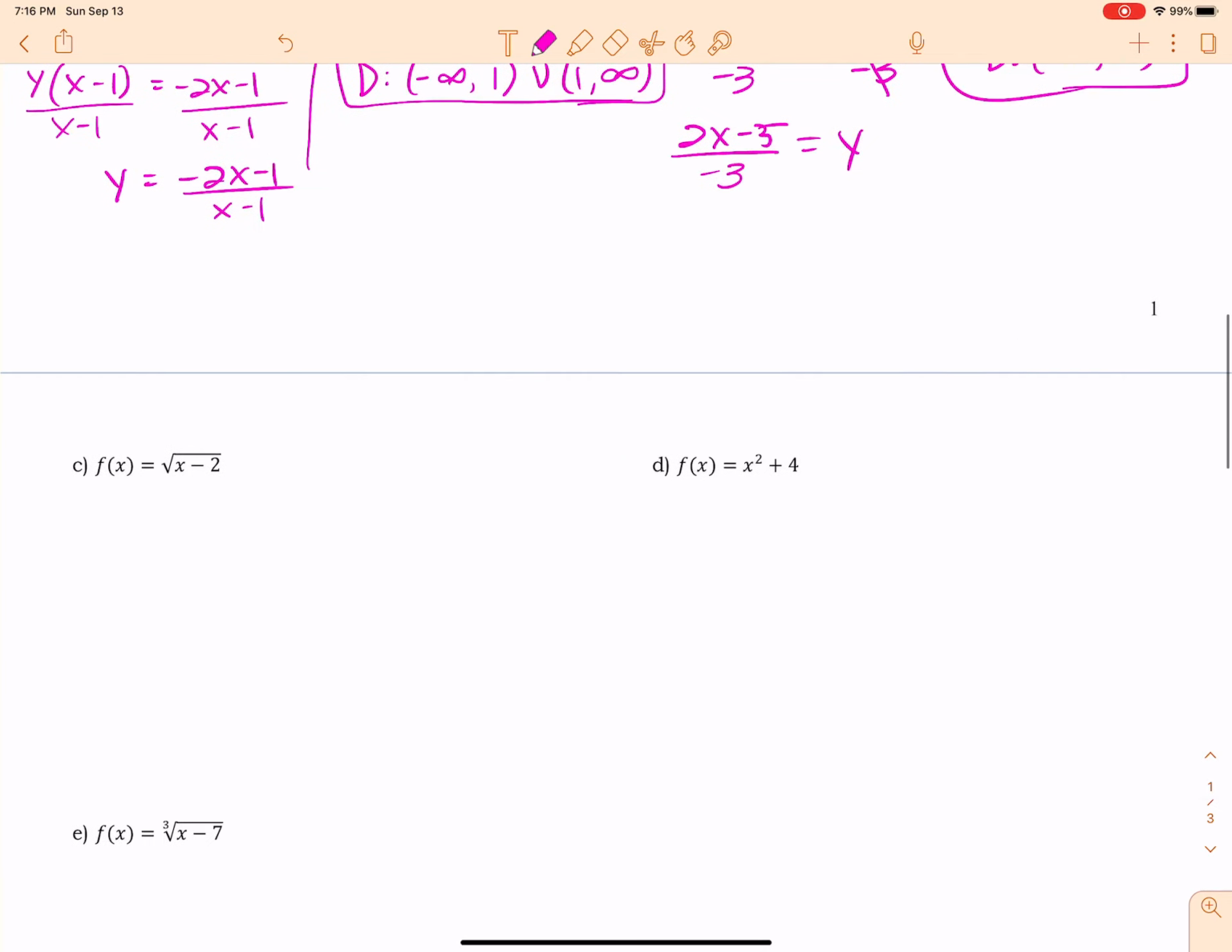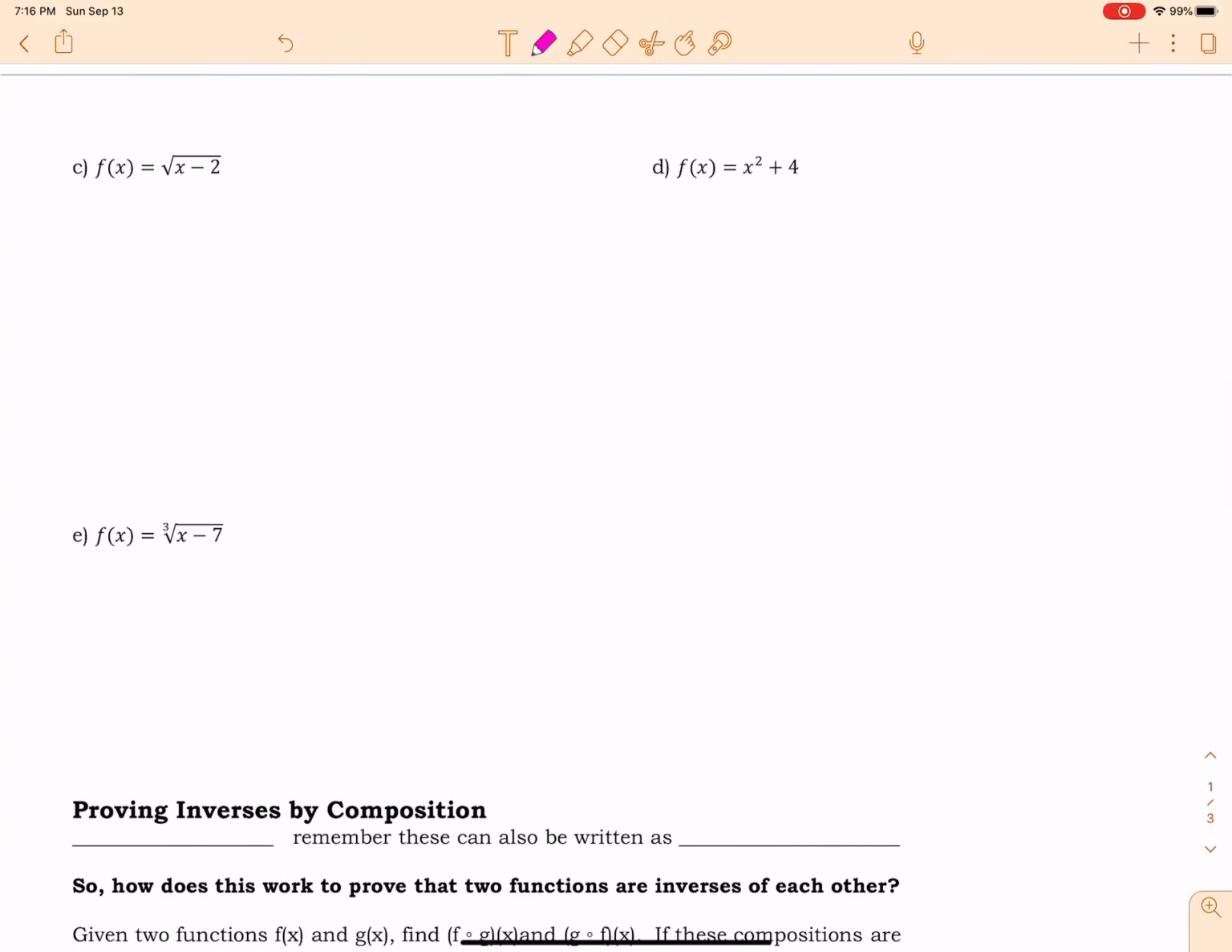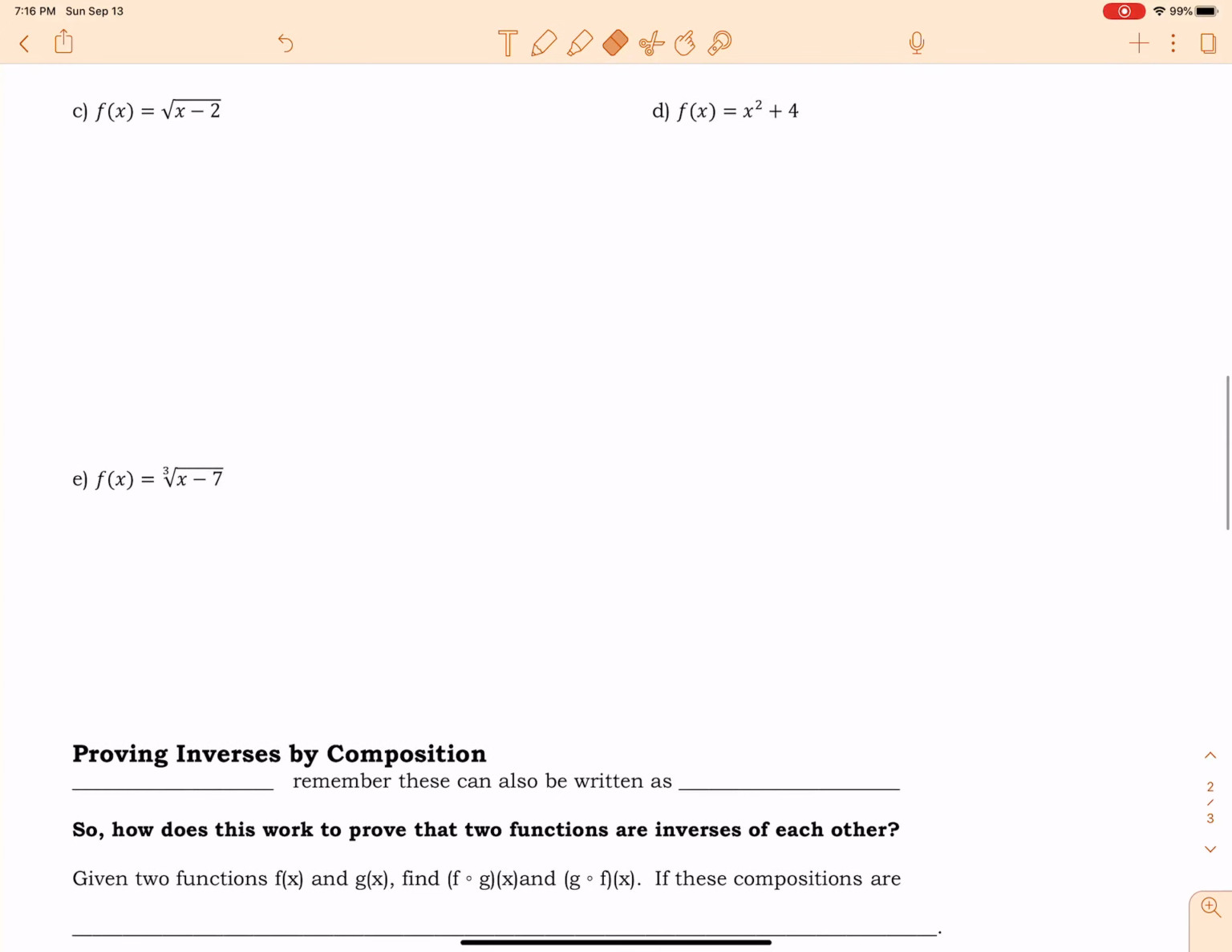Groovy. Okay, let's look at part C. All right, before we do part C, I need you to notice that you have a square root function. So this function would just be the square root function moved over to the right. Okay, so that's what that looks like. So I know this is y equals the square root of x minus 2, so I'm going to switch my x and y.